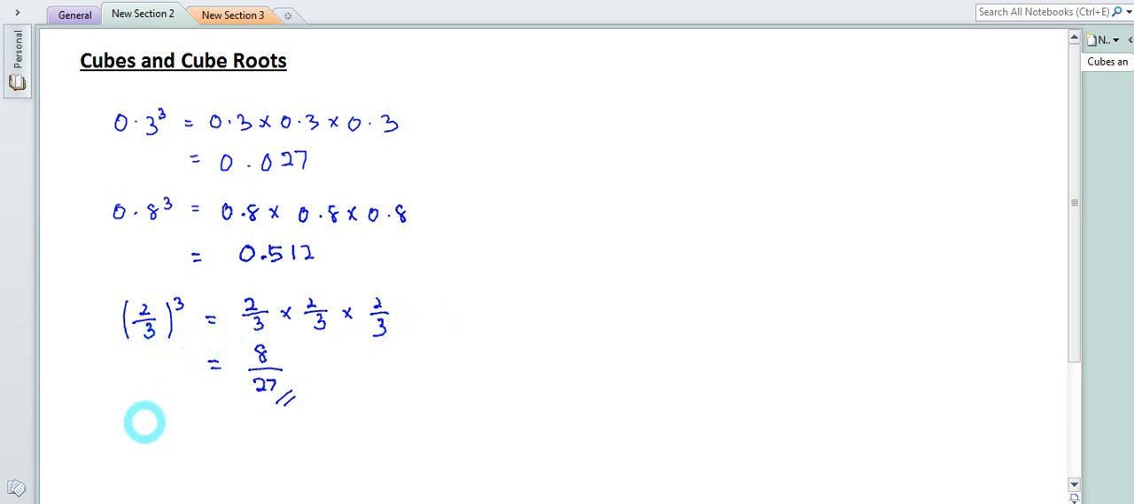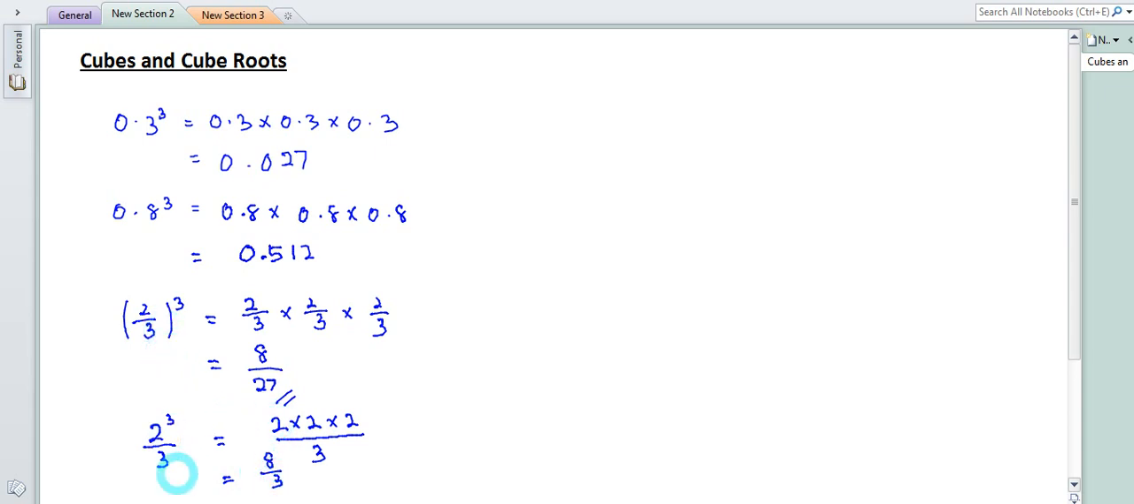And be careful here. If you have this one, what's the difference between this and this? Actually, they mean differently. This cube is for the whole thing here, 2 and 3. That's why you see I write the 2 over 3 three times: 2 over 3 multiplied by 2 over 3 multiplied by 2 over 3. If I write this way without a bracket here, this means that the cube is only for 2. 2 times 2 times 2, and the 3, we do not keep it. So the answer is actually 8 over 3.